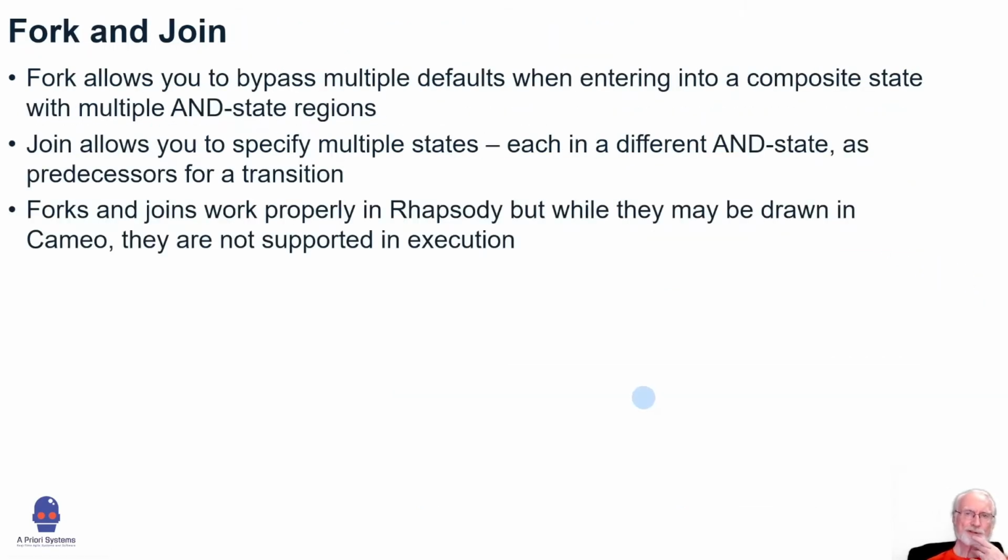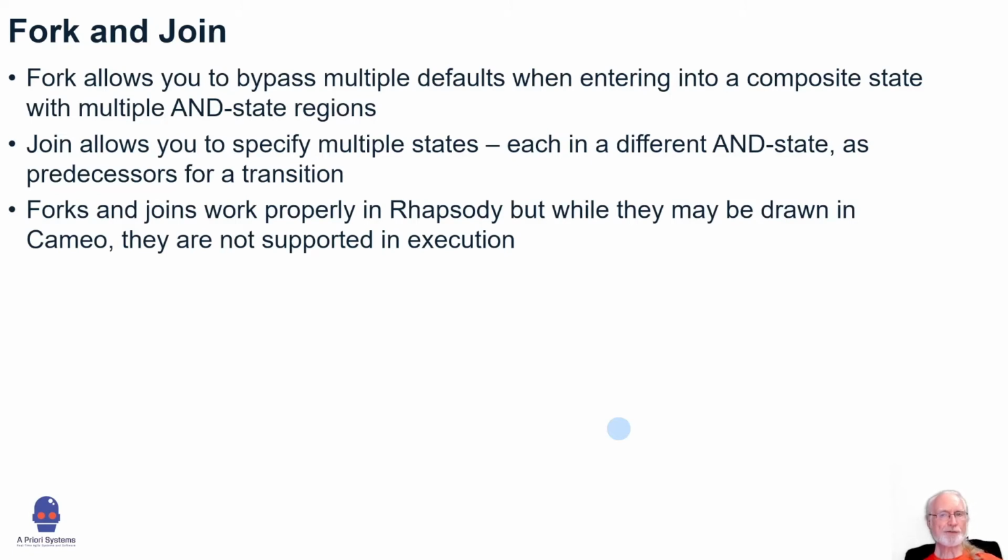Let's talk about forks and joins. Forks allow you to bypass multiple defaults when you're going into a set of AND states owned by a composite state. Normally, if you take a transition to a composite state, there's a default for each one of the AND state regions it might own, and you go to that default. But what if you want to bypass that default? You can use a fork.